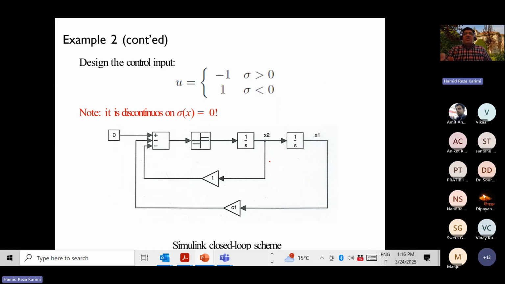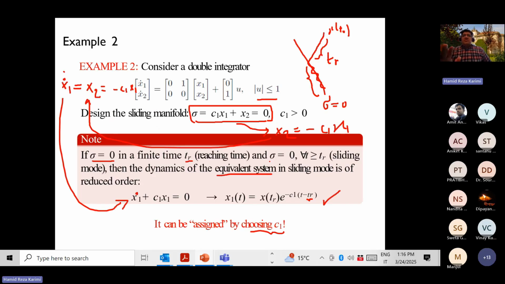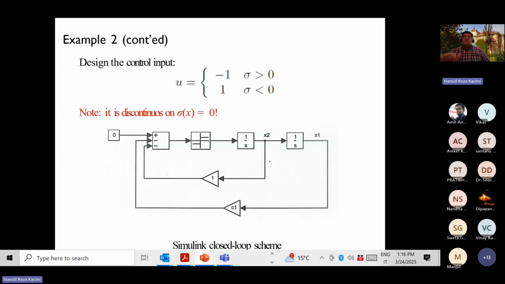Now for this double integrator, assume that you design the control input. The control input is -1 for sigma positive and 1 for sigma negative. Of course, there is a discontinuity at sigma zero. If you want to apply this in simulation, you can choose like this, a saturation part, and for this switch model you can put it in the simulation and design the control.